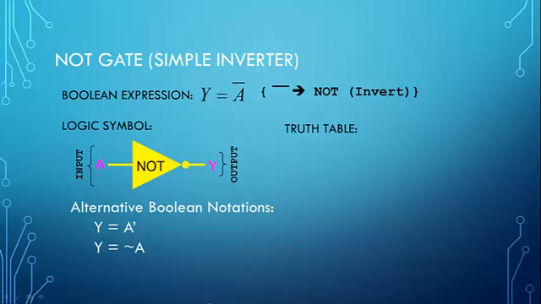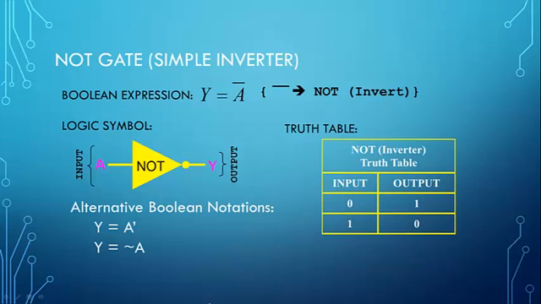Some alternative notations, especially if you're typing up assignments, are y equals a-not, or y equals a with a little tilde character preceding it. Those also mean the same thing as a with a bar over it. And we can see from our truth table for our one-input inverter that when the input is a 0, the output is a 1, and vice versa. The output follows the input inverted.